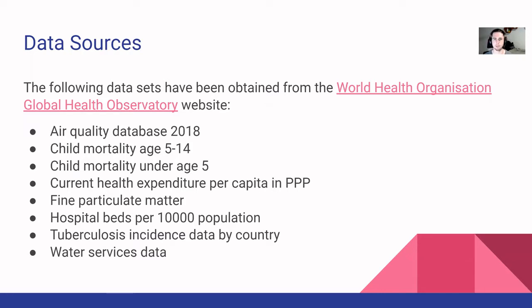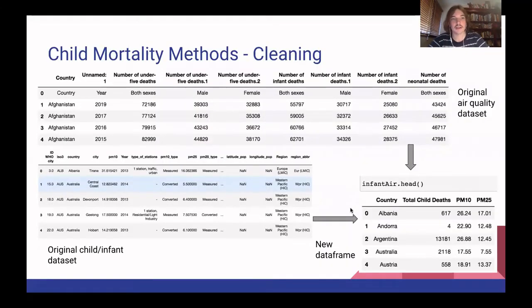Okay, so I decided to examine the relationship between air quality and child and infant mortality rates around the world to see if there was some sort of correlation linking the two. As you can see here, the initial child mortality and air quality datasets were quite large and have a lot of columns that I did not need. An issue with the air quality dataset was that some countries had a lot of entries in the table because they had multiple air quality recordings for different locations, with some countries having a lot more than others.